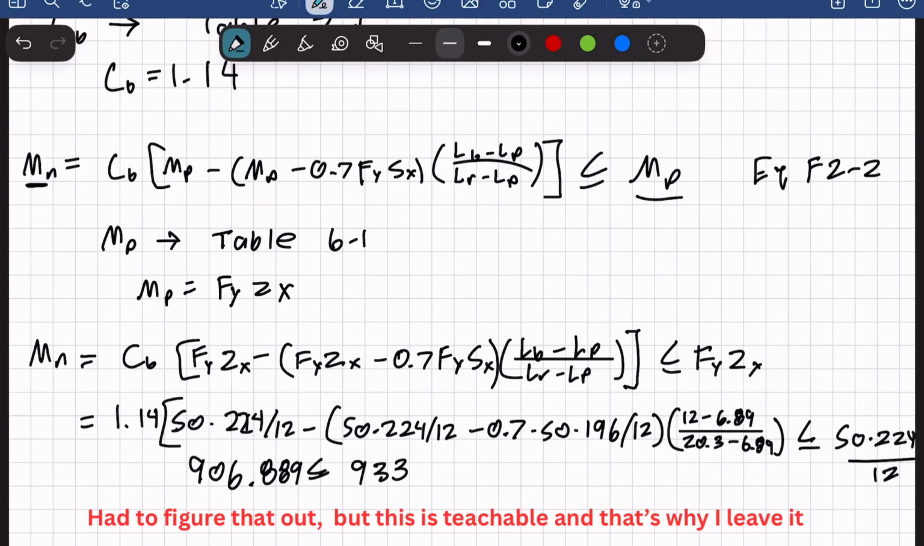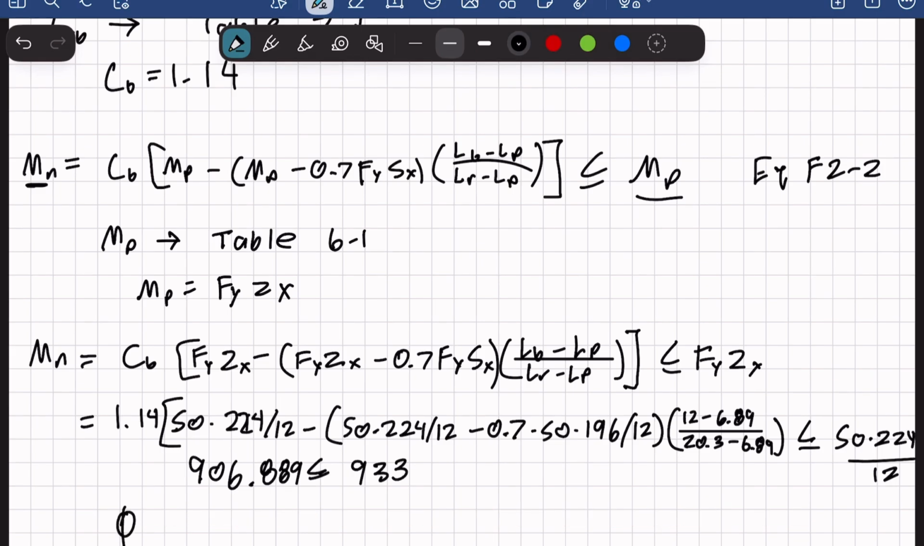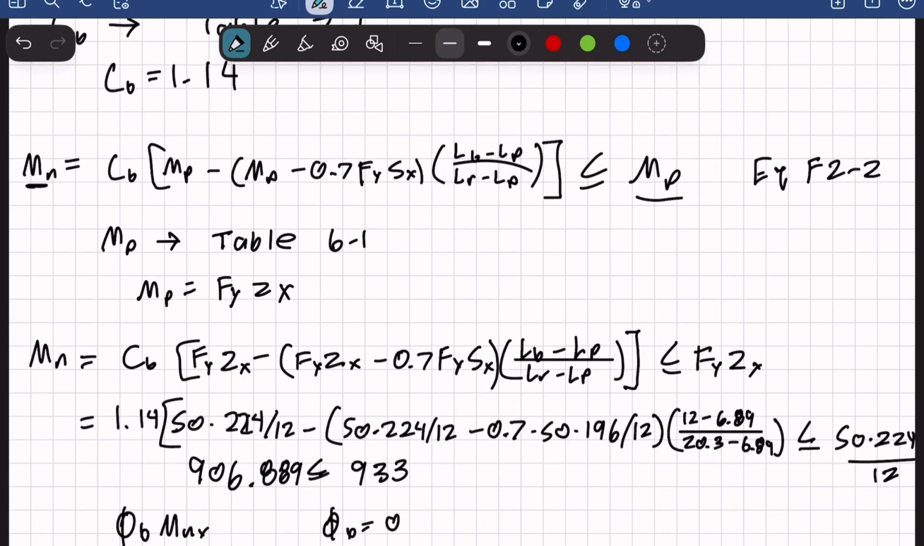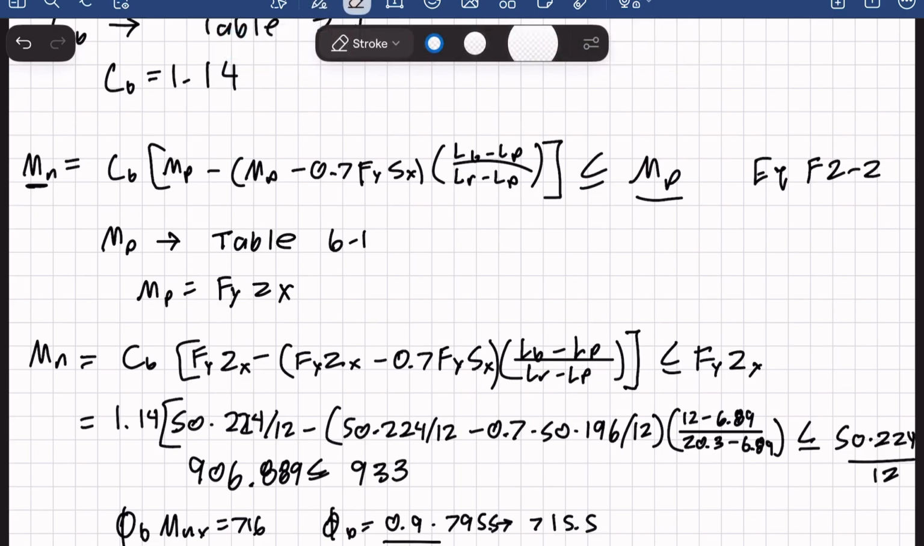There it is. I figured out what it was. Essentially, what happened is in the table, I always forget this, the tables give values for phi b Mnx, and phi b is equal to 0.9. The table was reading 716, but I was getting 795 without the 1.14. I hadn't multiplied that in. If you multiply this 0.9 times 795, you get 715.5 roughly. So that's what was happening. It's a common mistake that I wanted to share with you and not hide, because that is a good thing to avoid and a thing that can hang you up pretty bad.